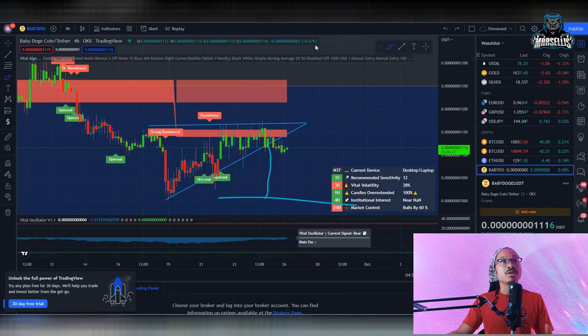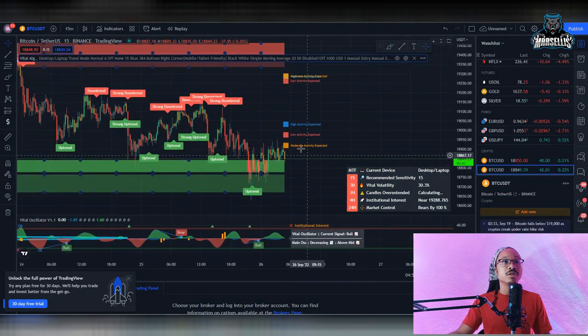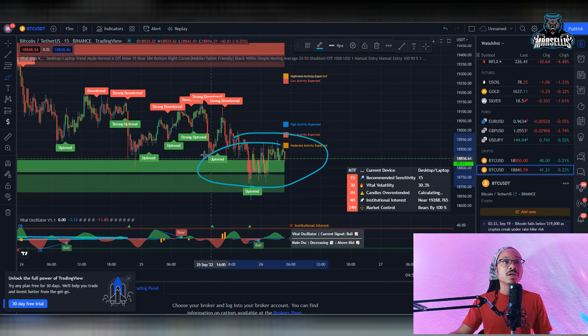Now, as for Bitcoin, as you can see here, we are on this little support line here. But it kind of looks like we're probably going to break it.